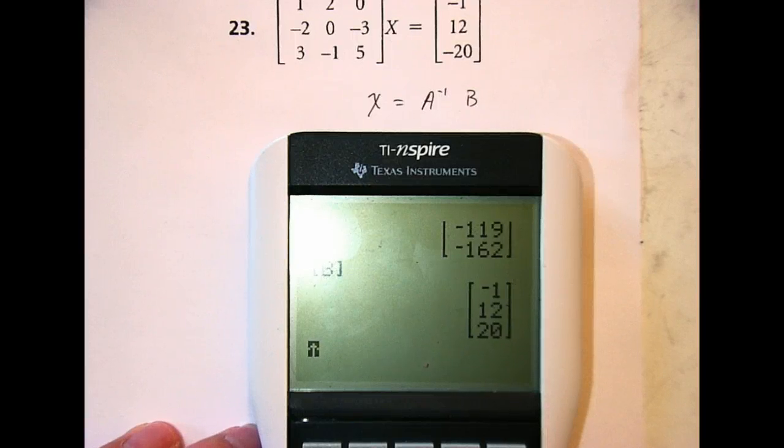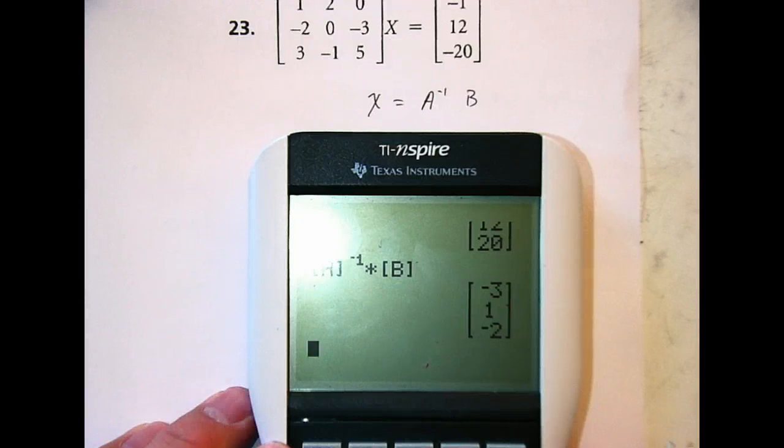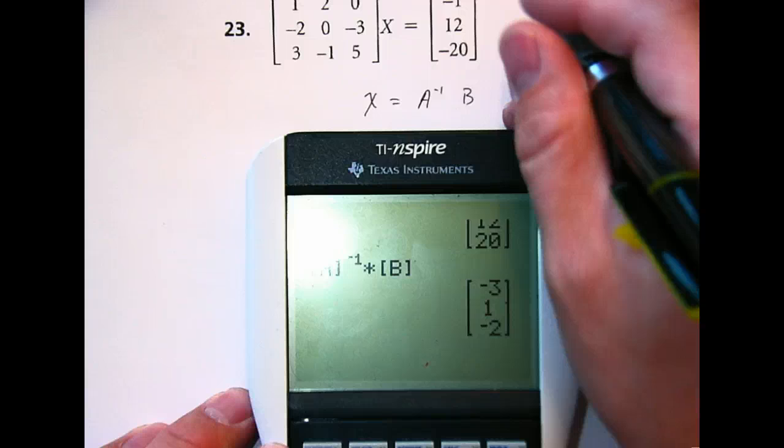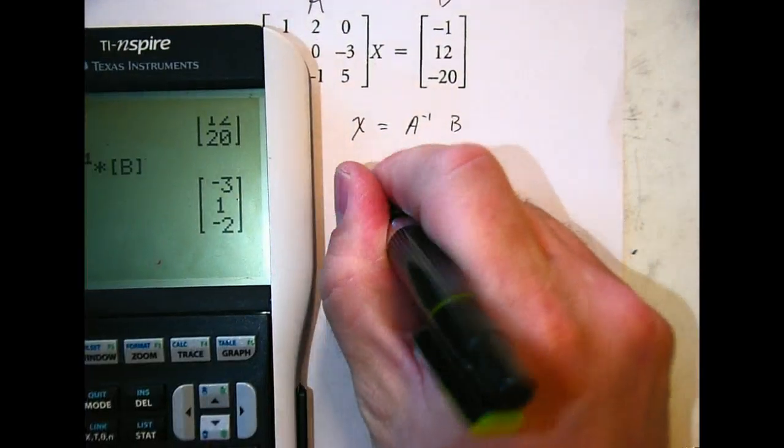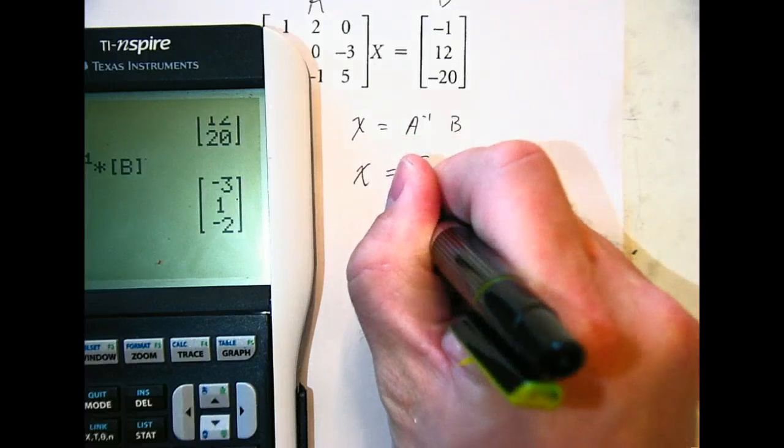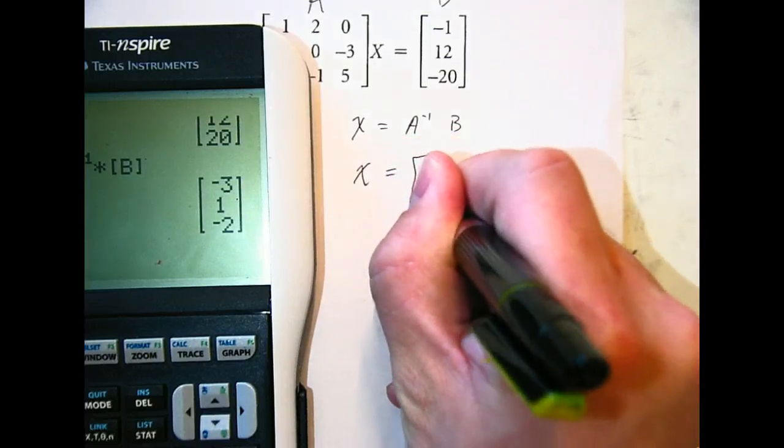Yeah, that should be a negative 20. So there we go. Negative 3, 1, negative 2. Now one little negative symbol screwed it up that much. So x equals negative 3, 1, negative 2.